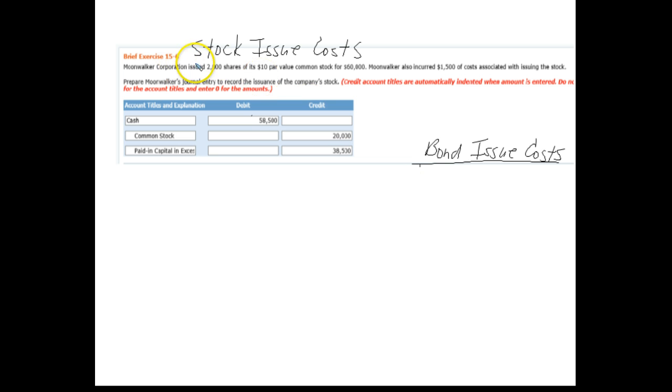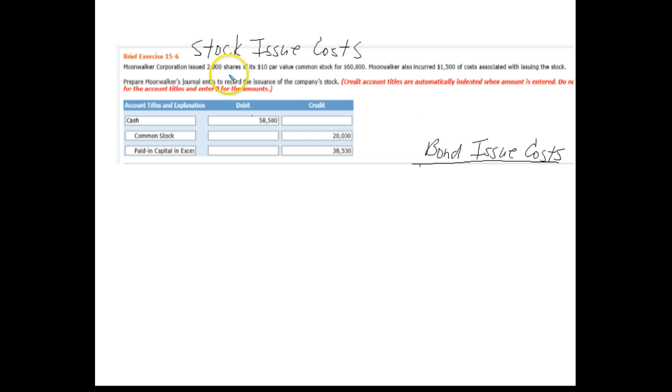The first one is brief exercise 15.6. And by the way, I recognize this may be a little bit blurry for whatever reason. So if you're unable to read this, just pull open your book and turn to brief exercise 15.6 and you'll be able to read the narrative. Brief exercise 15.6 really looks at stock issue costs.